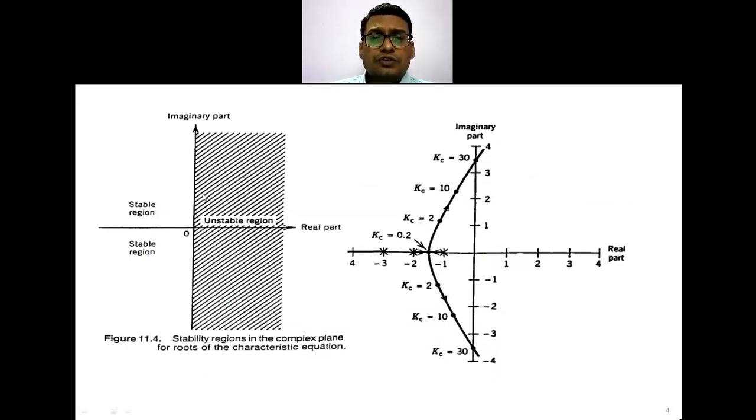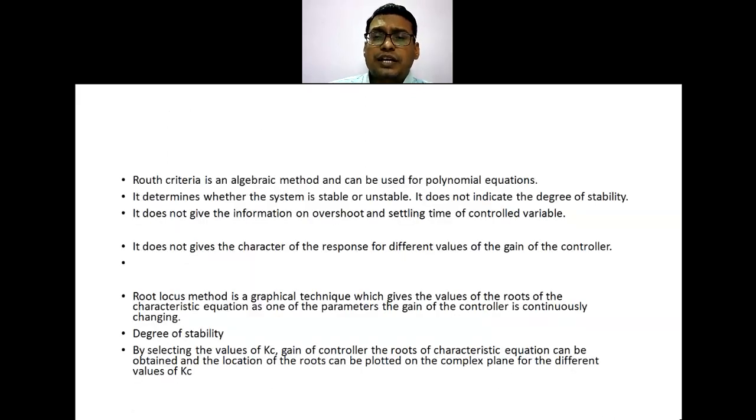Now, yesterday we saw this figure, that is, the imaginary axis and the real axis. If the roots lie on the left hand side of the imaginary axis, that is, the roots are negative, then the system is said to be stable. And if the roots of the characteristic equation lie on the right hand side of the imaginary axis, the system becomes unstable. And if they lie on the imaginary axis, then the system is just unstable. This much is the only information that is available from the Routh criteria.